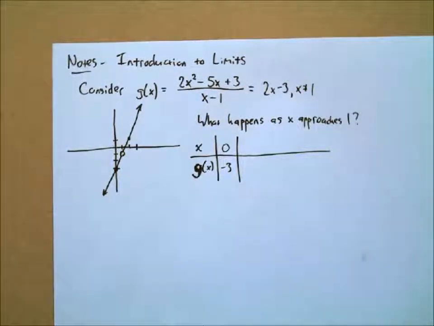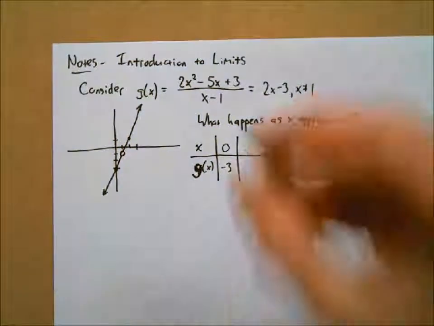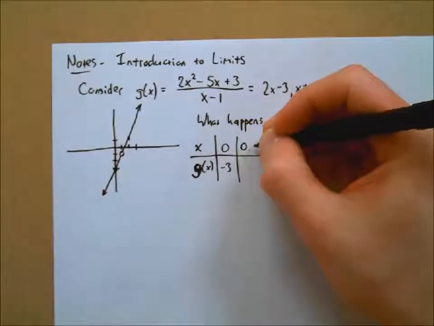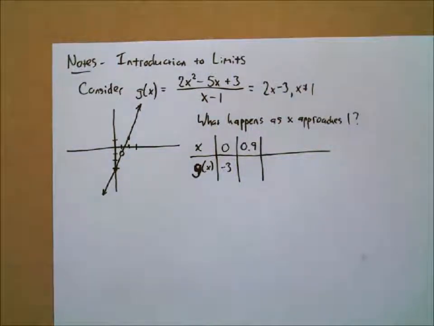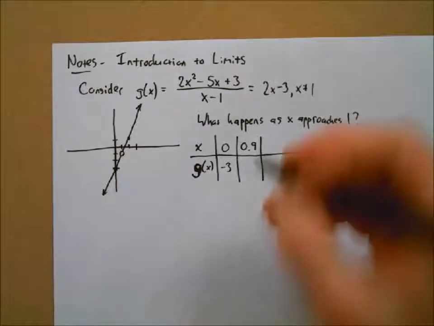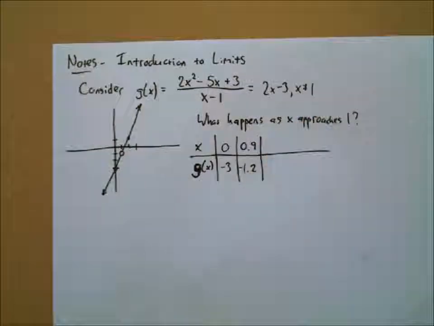Okay? Let's get even closer to 1. Let's say something like, I'll get closer this time. I'll say like 0.9. Okay? And so now it's a little bit more work than we want to do, so I'll go ahead and just do that in my calculator here. I get negative 1.2 if you plug that into your function there. Okay. So that's pretty close, but let's get even closer still.